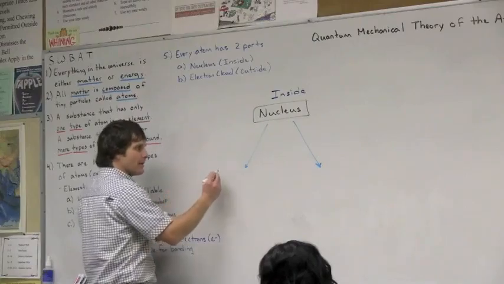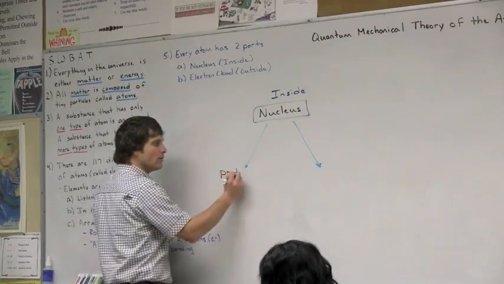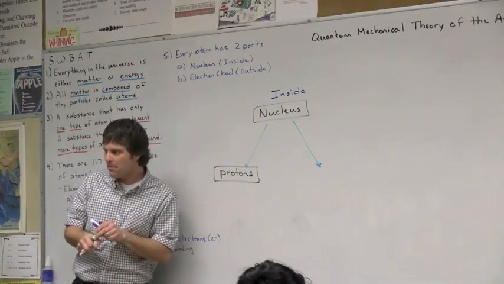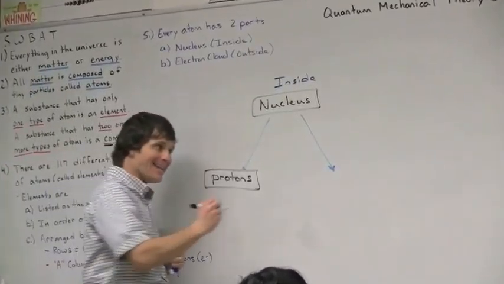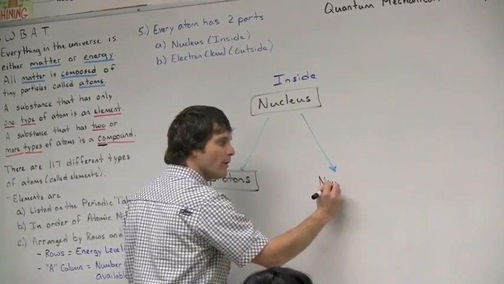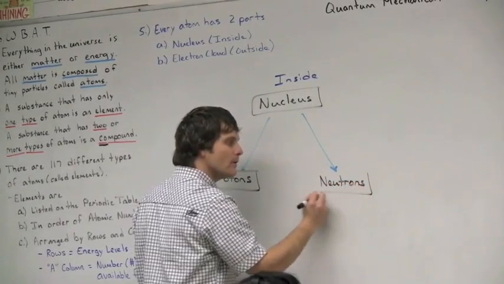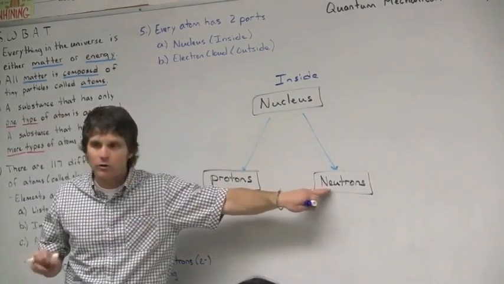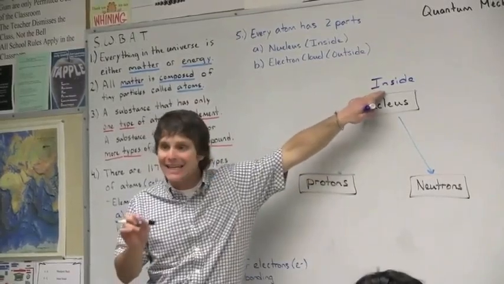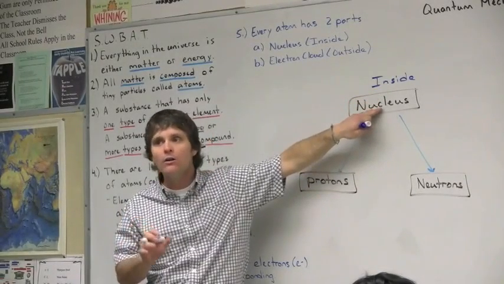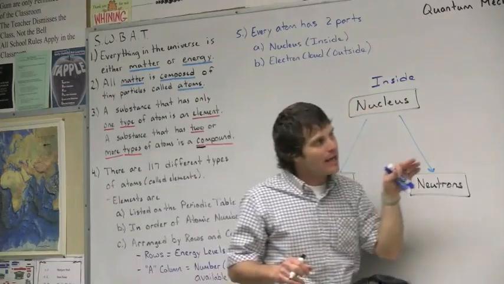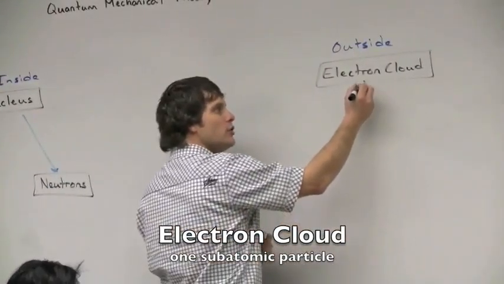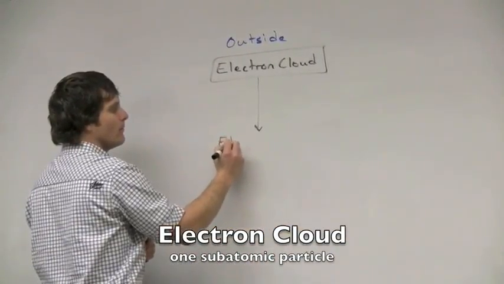And one of those subatomic particles are these things called protons. Protons is one subatomic particle within the atom. Another subatomic particle within the atom are neutrons. Now, both of these subatomic particles happen to be located on the inside part of the atom that we call the nucleus. On the outside part of the atom, there is only one subatomic particle, and you could probably guess what that is. Electron.